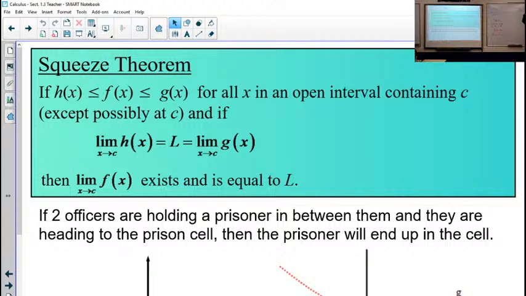If h of x is less than or equal to f of x is less than or equal to g of x for all x on the open interval containing c, except possibly at c, and if the limit as x approaches c of h of x equals L equals the limit as x approaches c of g of x, then the limit as x approaches c of f of x exists and is equal to L. Perfect sense? Okay. Let's talk about it.